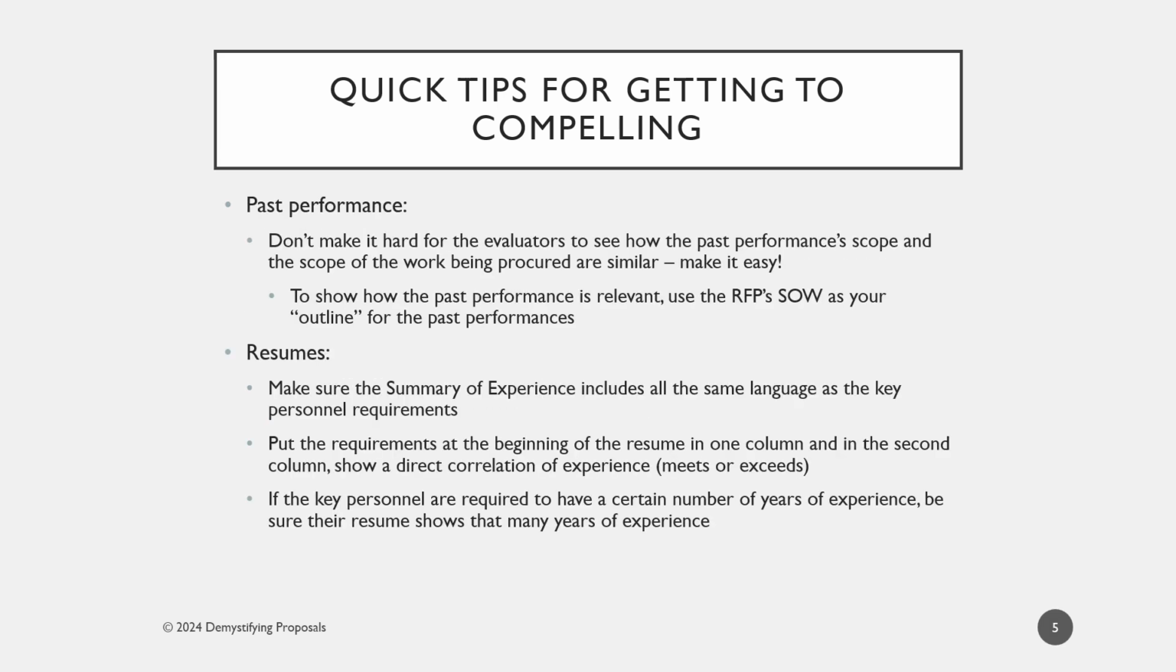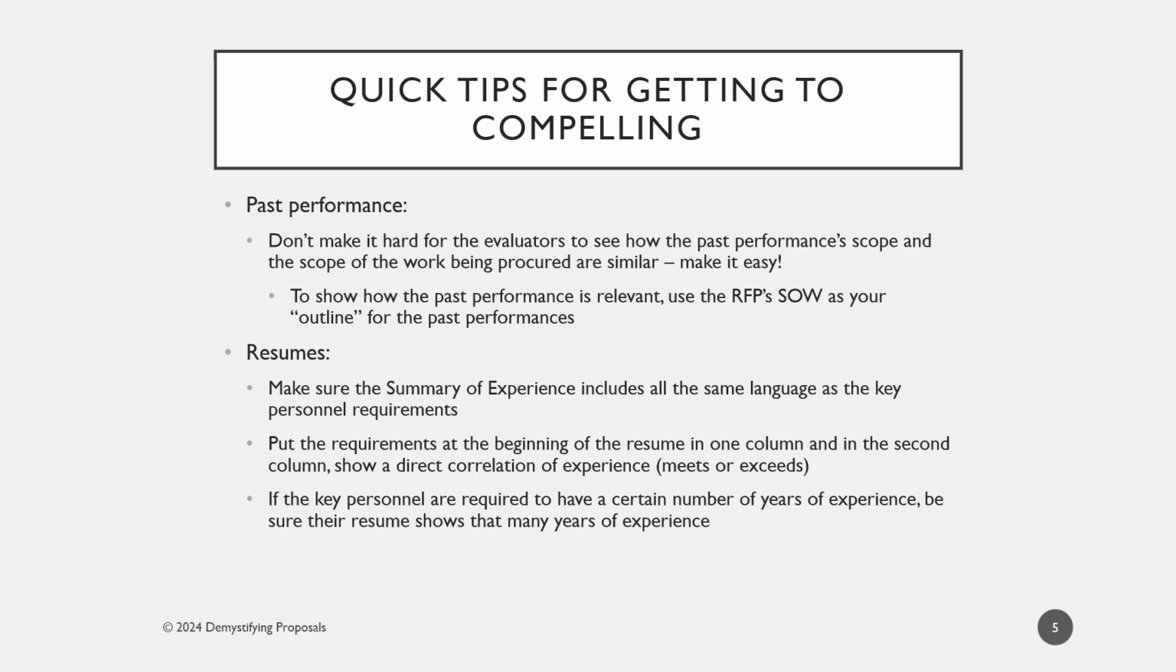Here are some other quick tips for getting to compelling around past performance and resumes. To show how the past performance is relevant, use the RFP statement of work as your quote outline for the past performances. In that way, you're making it easy for the evaluators to see how the past performance's scope and the scope of the work being procured are similar.